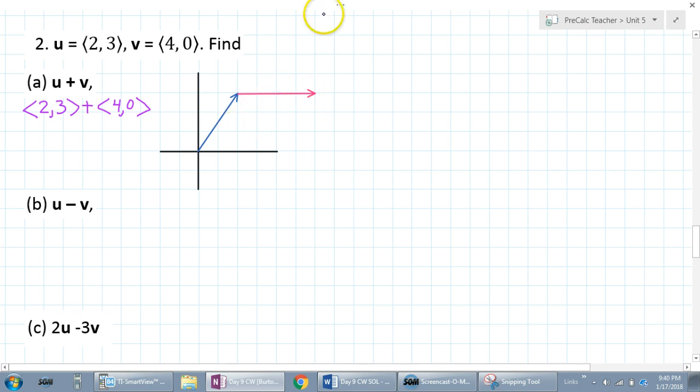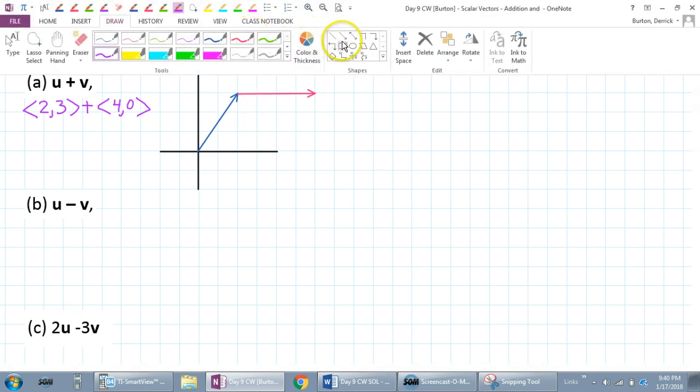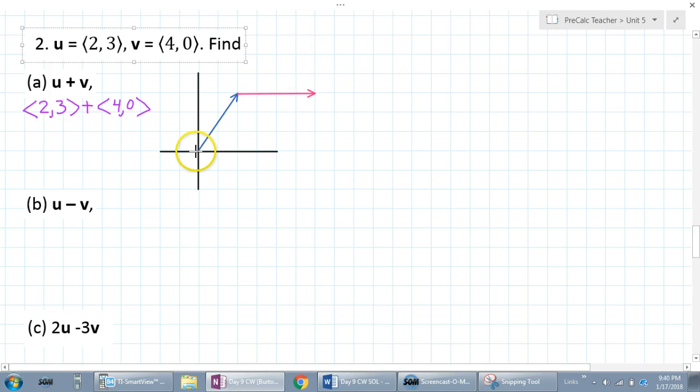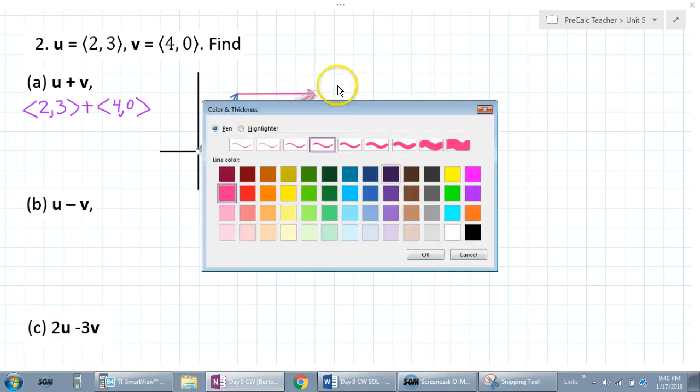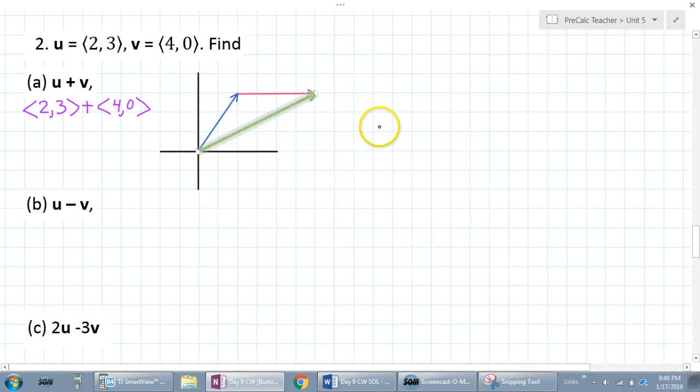Now when you're adding, the resultant vector is going to go from the initial point of the first vector to the terminal point of the second vector. So my resultant vector should look like this. And I'm going to make it green, but I dropped it by accident. Okay, so this green vector is the vector u plus v.